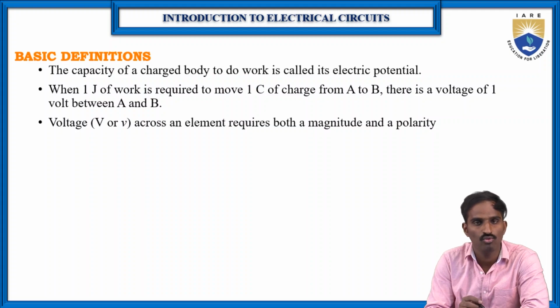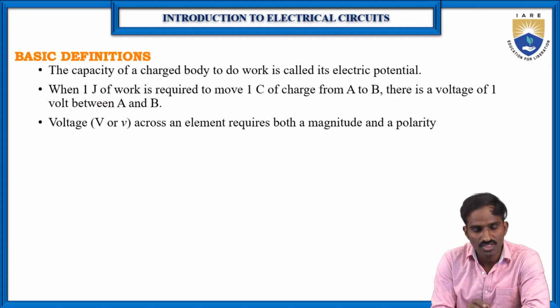Then what is actually voltage and how is the voltage measured? And what are the units of the voltage? When 1 joule of work, because according to the definition, a charged body does work, is required to move 1 coulomb of charge from A to B, then there is a voltage of 1 volt between A and B, which means the electric potential between A and B is 1 volt.